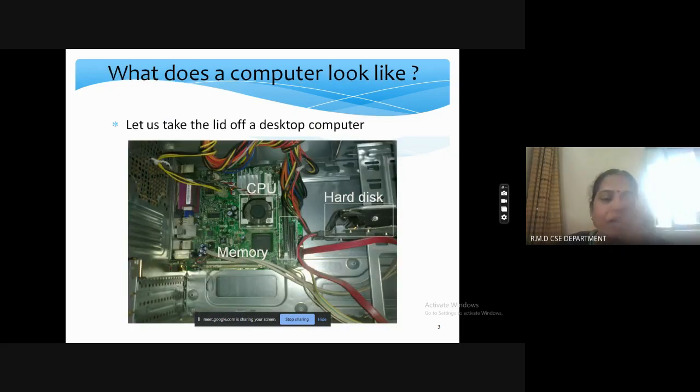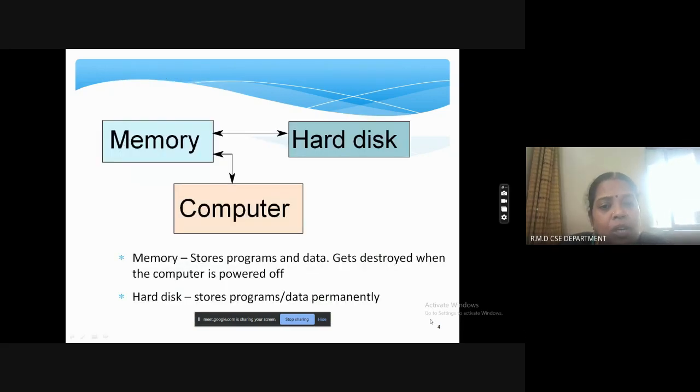How does a computer look? This is actually a photograph of a computer, showing what is available inside the desktop. When we remove the lid, we have the central processing unit, memory unit, and hard disk. Now the memory unit and the hard disk will transfer the data. Hard disk is a permanent storage or secondary memory. It is used for storing the data for future reference. It is connected with the computer.